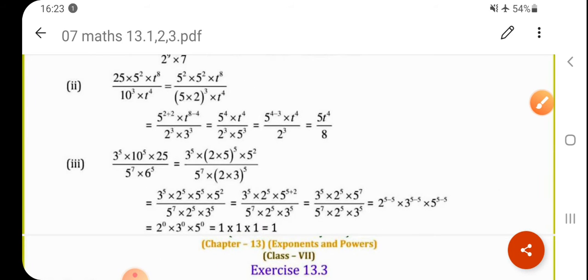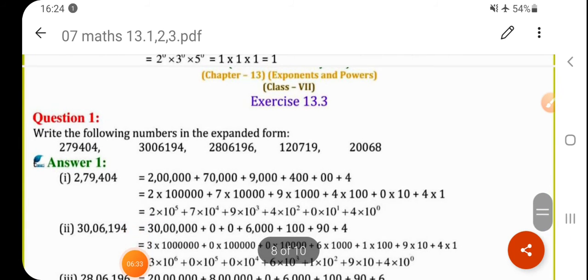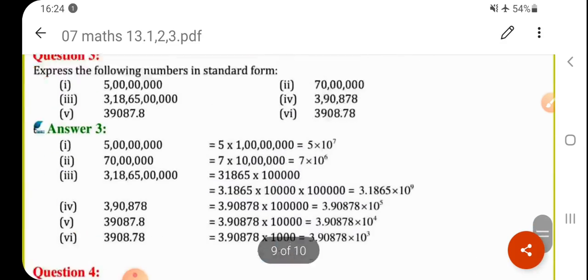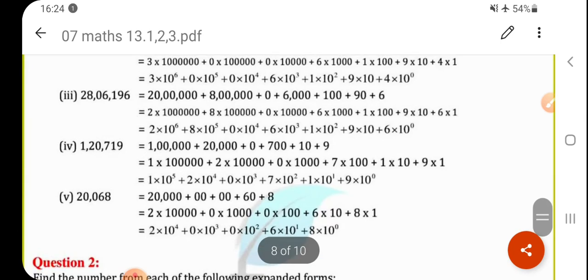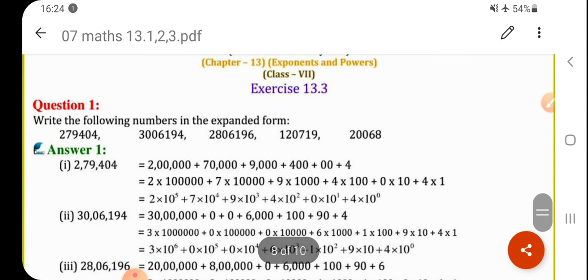Third one in the homework. Now question number 1 of exercise 13.3. Expanded form. Write the following numbers in the expansion form. So all of you know how to write in the expanded form.